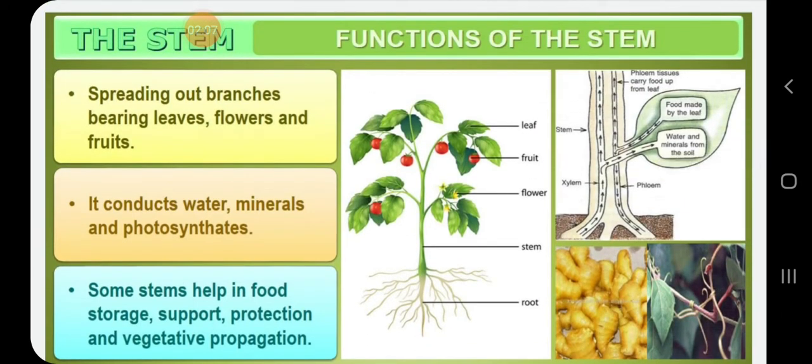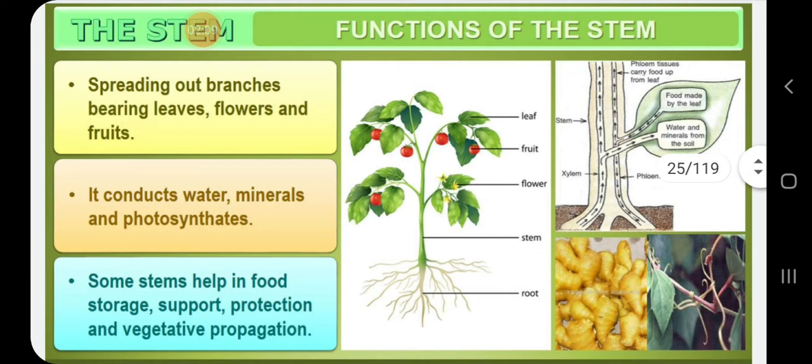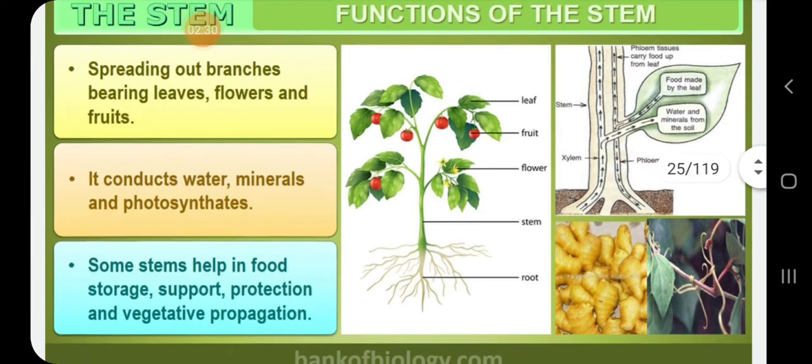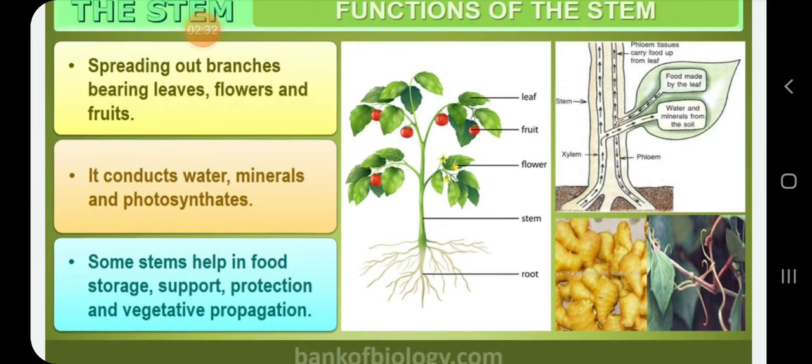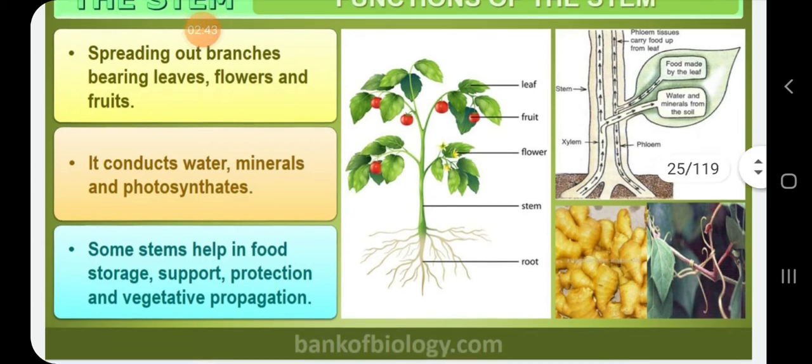Now, what are the functions of the stem? They spread out the branches bearing the leaves, flowers, and fruits. It conducts the water and minerals, and the food prepared in the leaf by photosynthesis is to be transported from the leaf to the different parts of the body of a plant. And in some plants the stem helps in food storage, support, protection, and vegetative propagation.